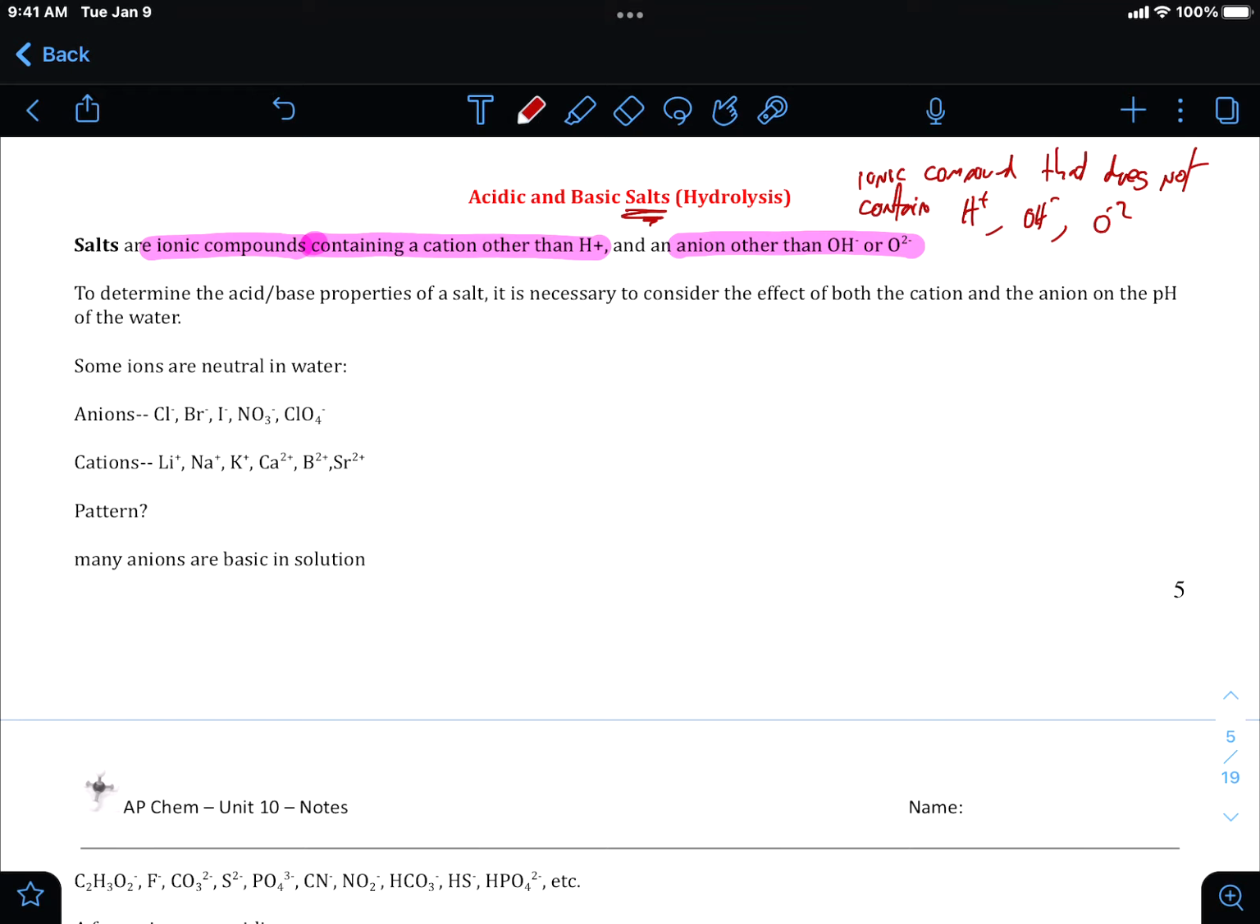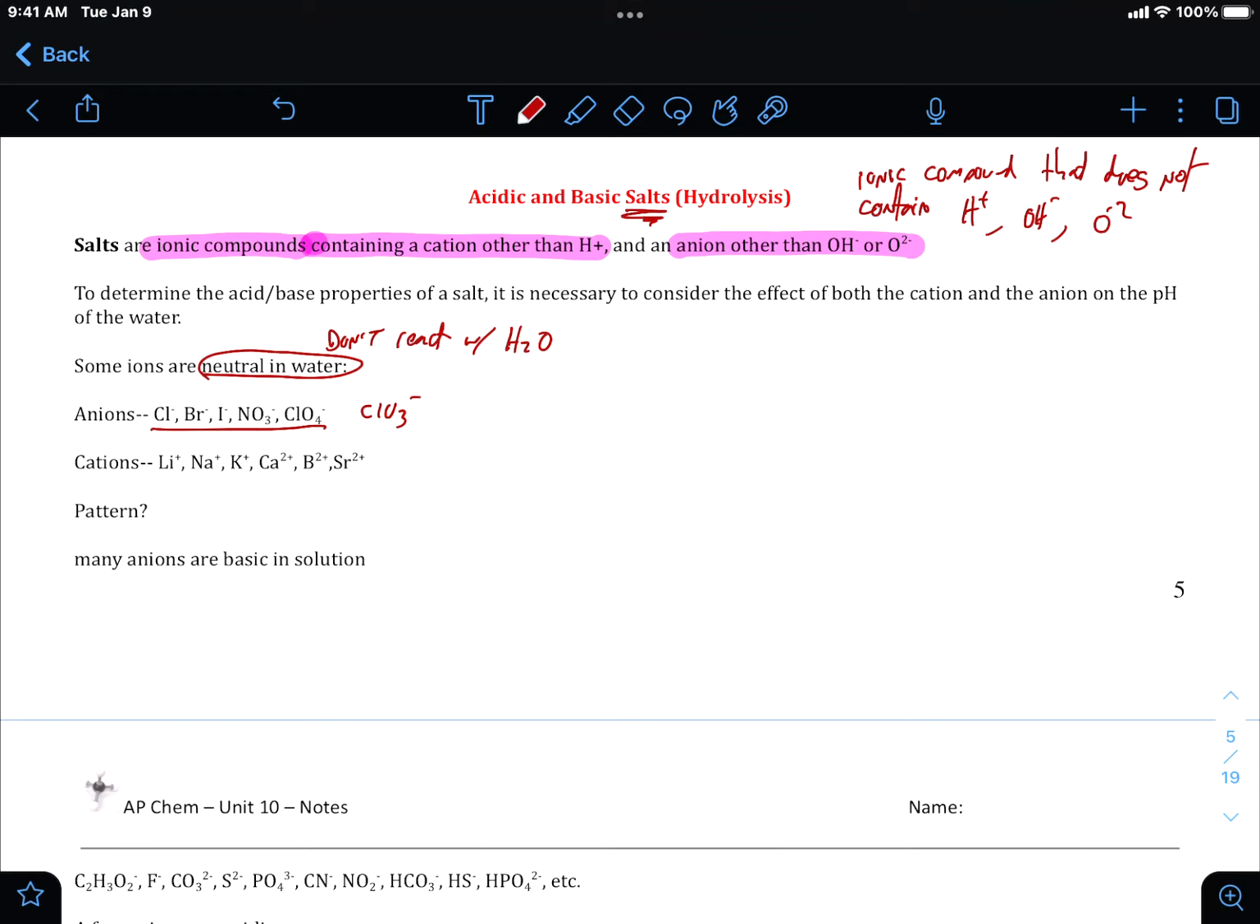So first, there are some ions that are neutral in water, meaning they don't react with water. The first batch is Cl minus, Br minus, I minus, NO3 minus, ClO4 minus. I would even add ClO3 minus. Those should seem familiar somehow. What do they have in common? Where do you recognize them from? They're strong acids. Yeah, they are the conjugates of strong acids: HCl, HBr, HI, HNO3, HClO4, HClO3.